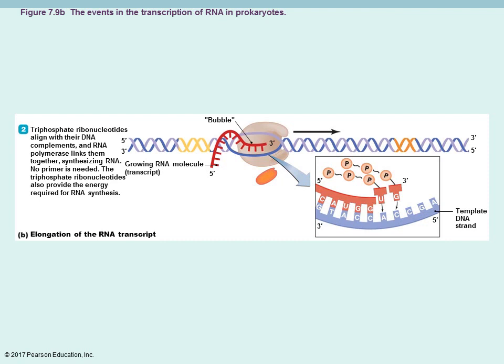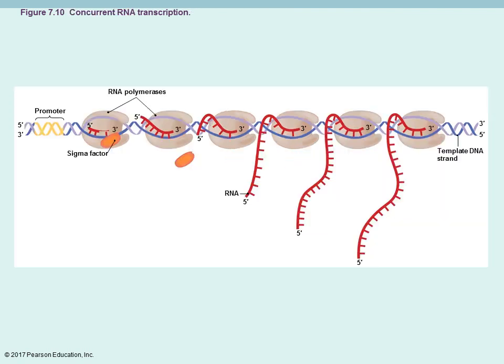So wherever it sees a G, it's going to put a C. Wherever it sees a C, it puts a G. Wherever it sees a T, it's going to put an A. Wherever it sees an A, it will put a U for uracil, because remember, uracil is in RNA, not thymine. So it's going to be just zipping along and reading. This is elongation, so it's adding one base at a time, and it's only reading one of the strands.